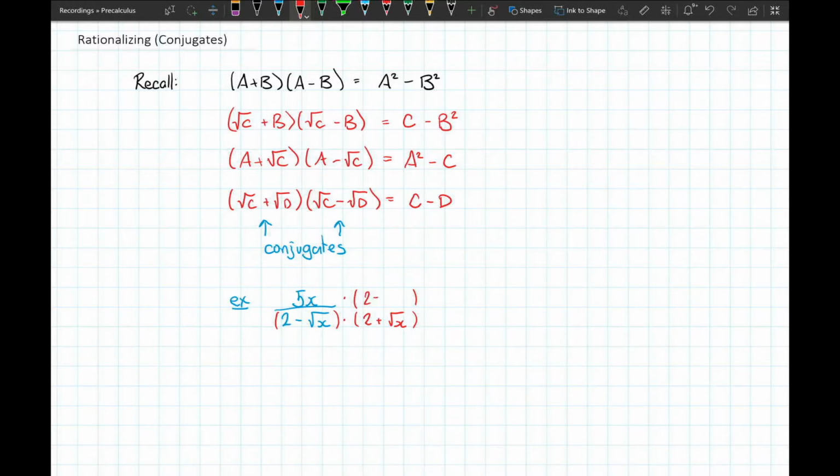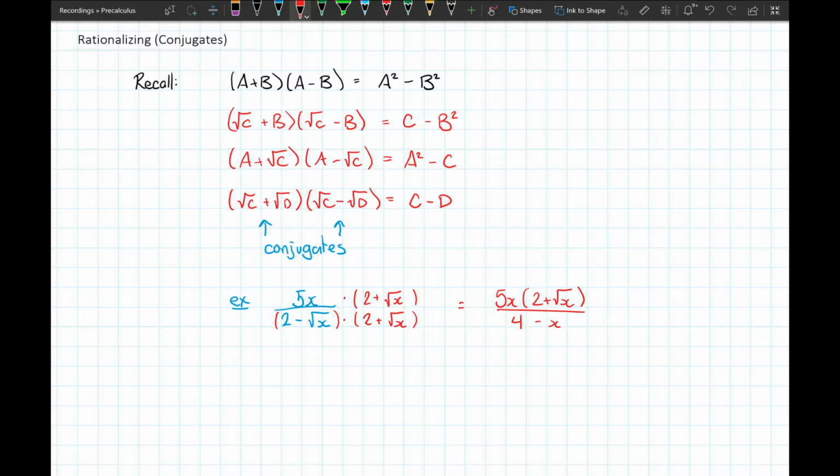Instead, I'll have a new factor on the top that has 2 plus root x. And so as a result, this ends up being a 5x times 2 plus root x, and that actually makes the numerator maybe a little bit worse than it initially was. But in the denominator, 2 times 2 will be giving me the 2 squared part, and the root x and the root x, when you multiply those together, will get us x. So it's 4 minus x.